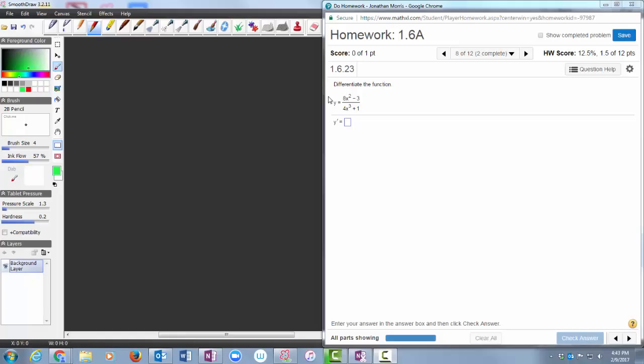Let's talk about what we have here. Let's start off by reading the actual function. Y equals, and listen to this, 8x squared minus 3 divided by 4x cubed plus 1. Did you hear the divided?